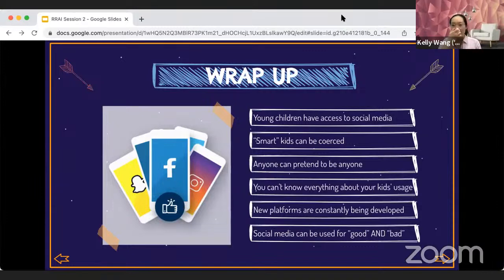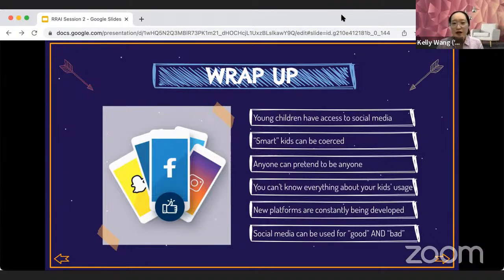In closing, I would just like to point out a couple more points, starting with that young children now have access to social media. It used to be that teenagers had access to it, but now some very, very young children do have access to that as well. And they are active on these platforms. Some of them are using it on a regular basis.